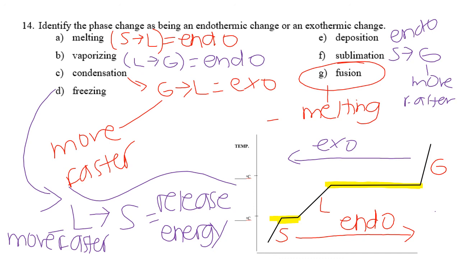Or think about it in terms of the speed of particles. Are the particles speeding up? So they're getting faster, it's an endothermic change. If they're getting slower, it is an exothermic change.